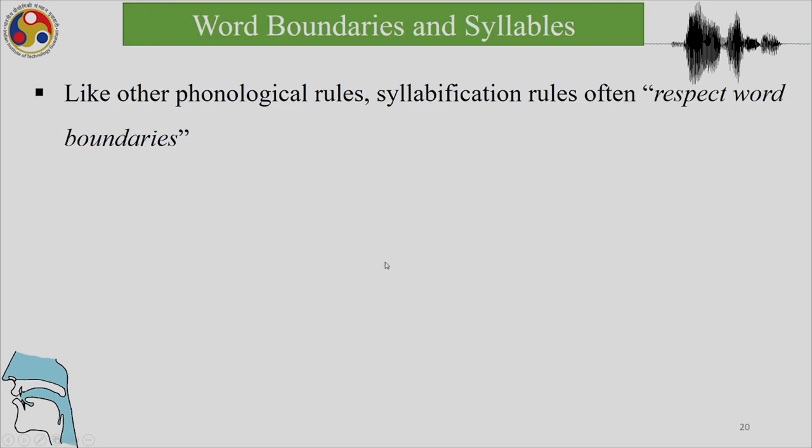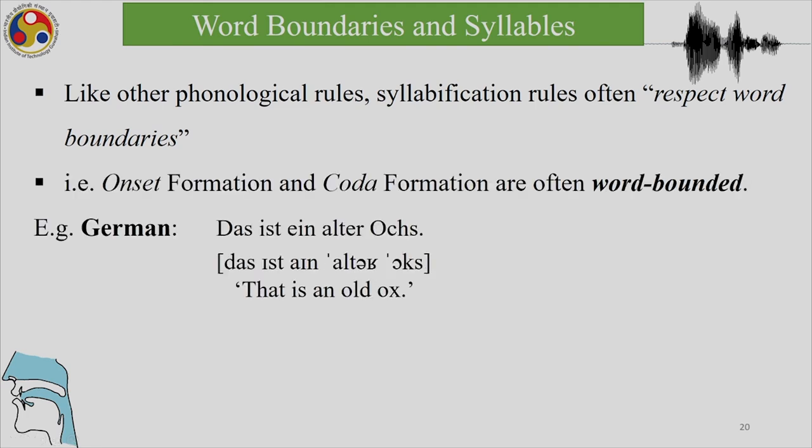Like other phonological rules, syllabification rules often respect word boundaries. And onset formation and coda formation are often word bounded. So something that we have to remember is that they respect boundaries, because syllabification happens across words and in words, it has to be applicable to words in such a way that it recognizes the boundaries.